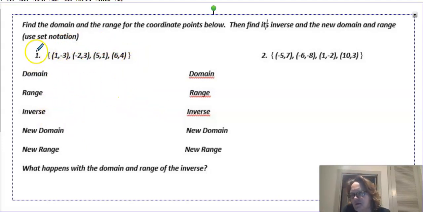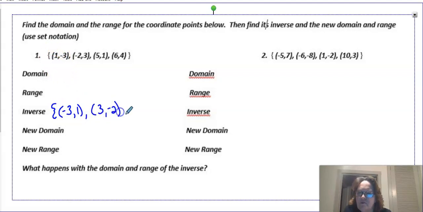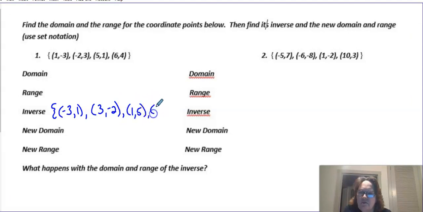If this is f of x, and these are some of the ordered pairs in f of x, then the inverse set would be, just switch them: negative 3, 1, 3, negative 2, 1, 5, and 4, 6.